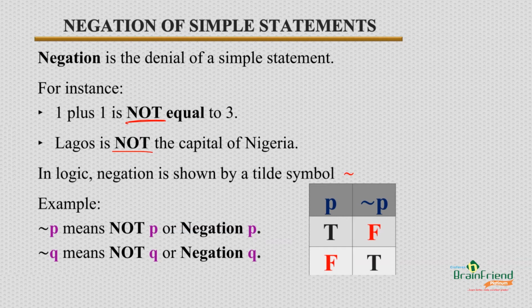In logic, negation is shown by a tilde symbol. This symbol here is referred to as tilde. Example, tilde P means not P or negation P, and tilde Q means not Q or negation Q. If you look at the table on the right hand side, you see that if a statement is true, the negation of that statement will be false. Whereas, if a statement is false, the negation of that statement will be true.